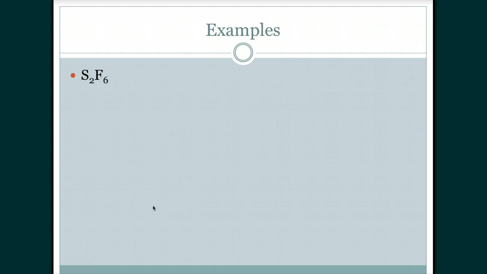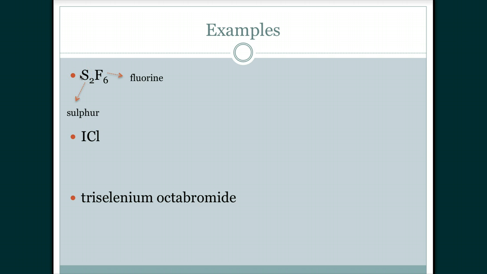And then here are a few more examples. So we have here 3 examples. First one, we need to name it. The second one, we also need to name it. And for the third one, we need to write out the formula. So S2, so we have sulfur, and we have fluorine, and we have di and hexa for 6. So we have disulfur and hexafluoride.